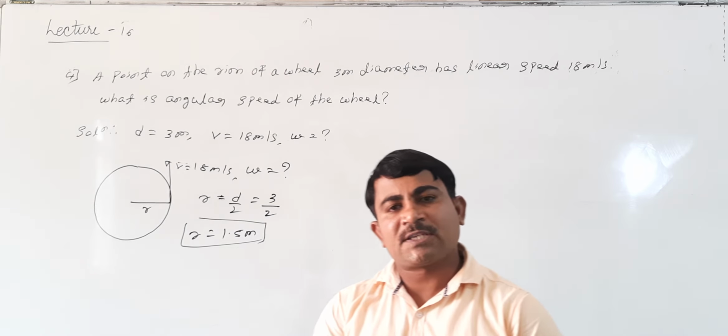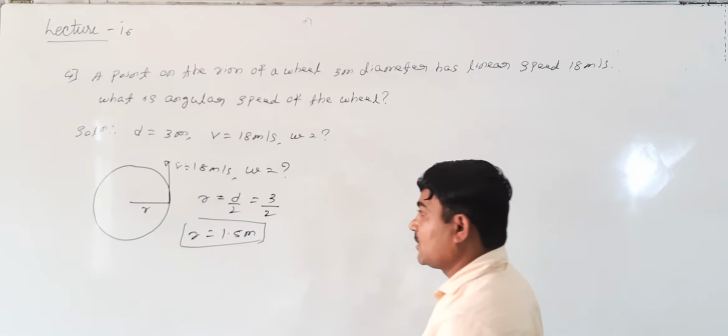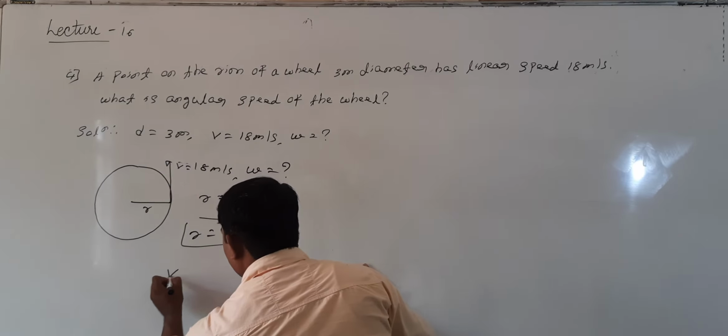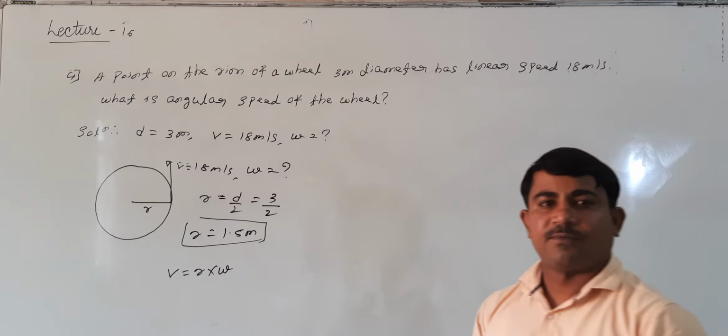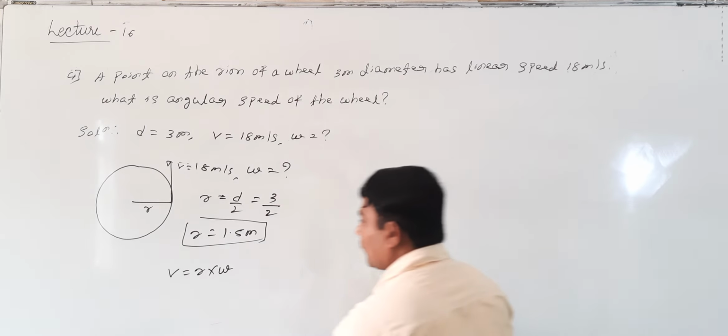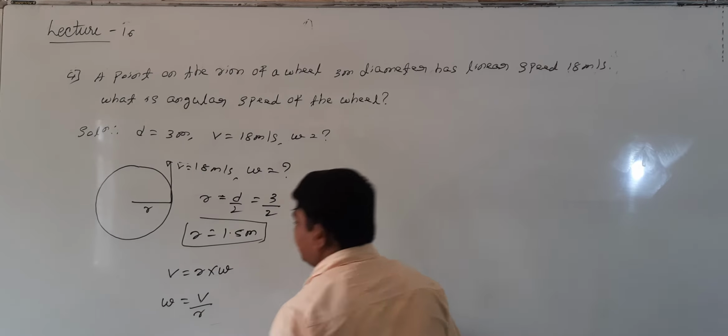To obtain angular speed, what to do? We know the relation between linear speed and angular speed. What is the relation here? V is equal to how much? V is equal to R into omega. So what is omega from this? Omega is equal to V divided by R.